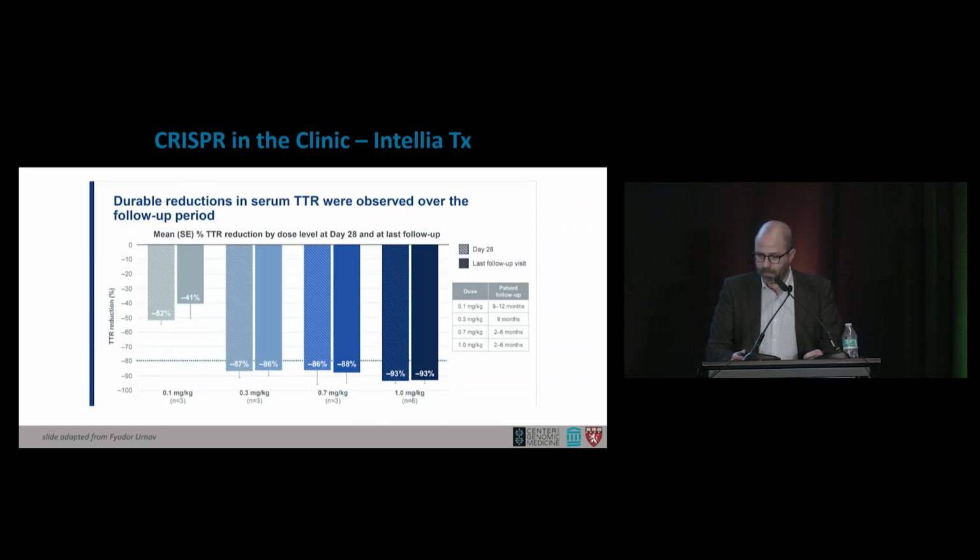And here's the data from patients showing that even with low doses, you're getting 50% reduction of TTR, but this reduction gets close to 100% with higher doses. And the important thing is that this is sustained. So these are permanent changes that occur. You change the DNA of the liver cells, and these are permanent. They are actively recruiting for a phase 3 trial.